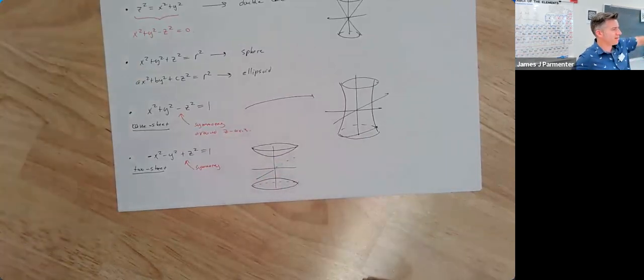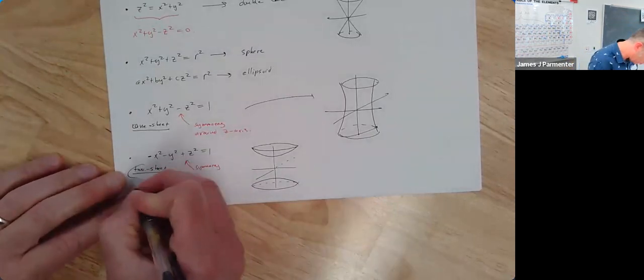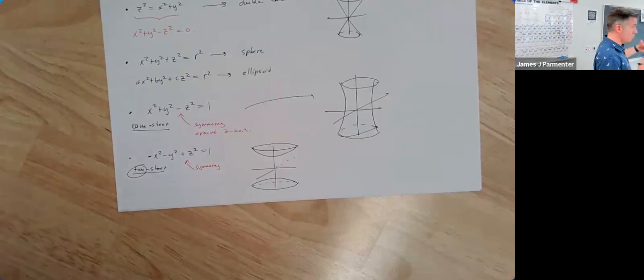It kind of looks like two satellite dishes. That's the kind of way I think about it. They're not connected. That is why it's a hyperboloid of two sheets. There are two sheets that do not touch each other.